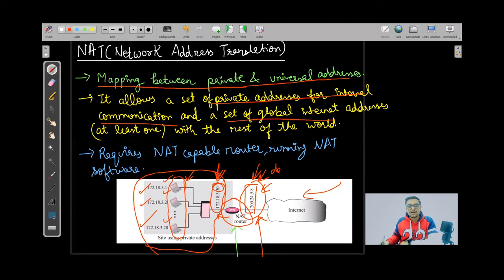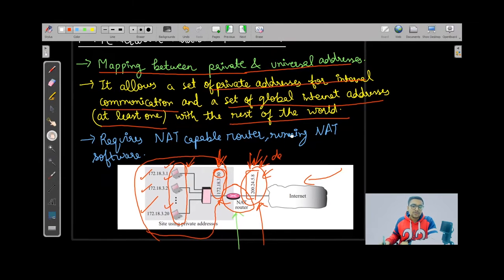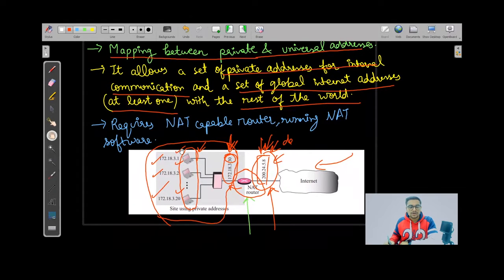And we also have a set of internal global internet addresses. In our case, we have just one global IP. So it has written like it should have at least one global IP to communicate with the rest of the world, which is like the internet. And to use this technology, we should have a NAT enabled router, which should have NAT software as well. So that is the case of network address translation.